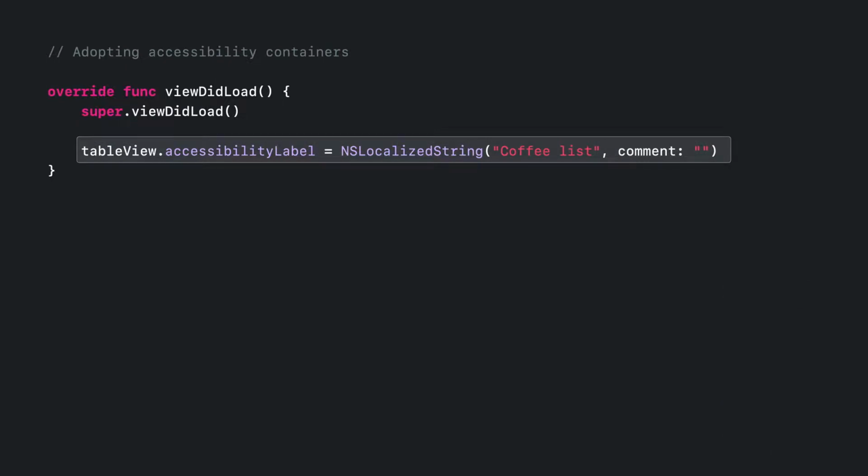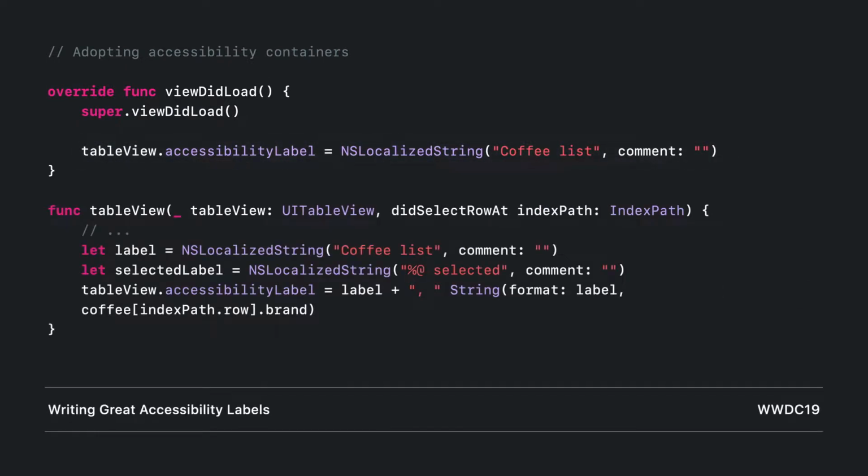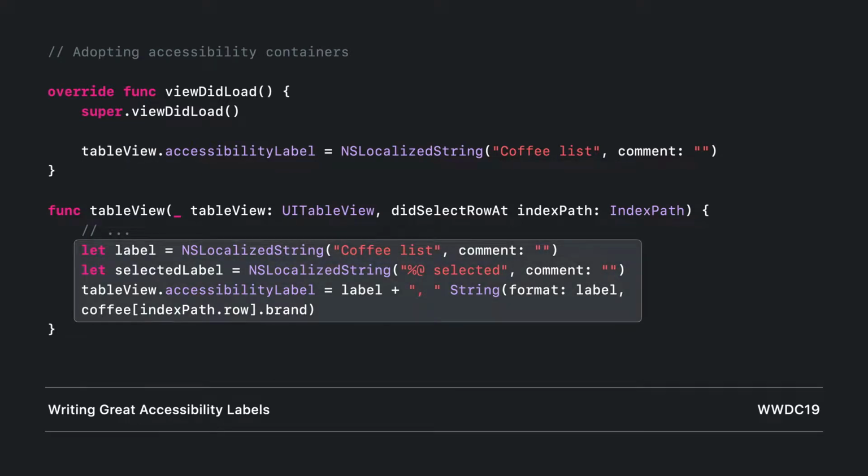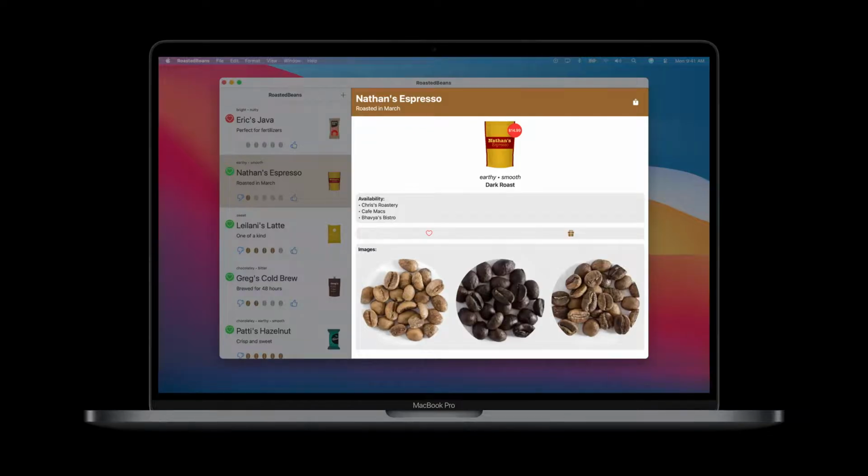Since our UITableView maintains some state about which coffee is selected, we can make this label even better by adding which coffee is selected to the label. And so here's a great time to take a moment to pause and remind everyone the importance of adding great accessibility labels to their apps. To learn how to make great accessibility labels, we have a presentation from 2019, which I encourage you to watch. Coming back to our app, what about the details view on the right?